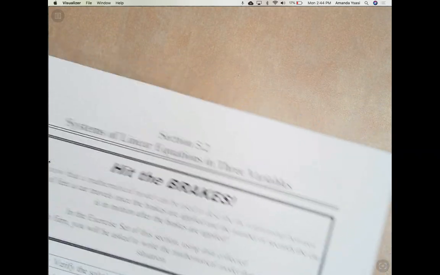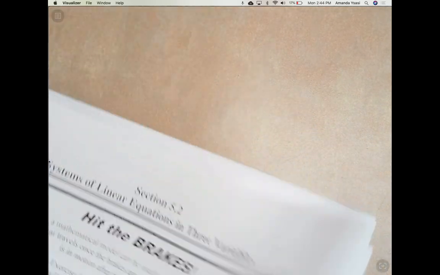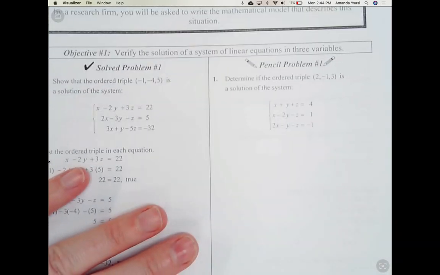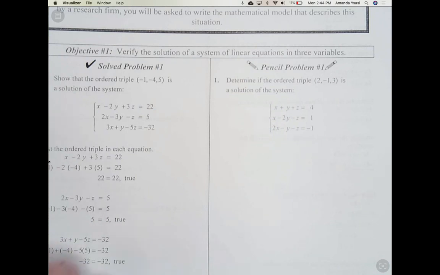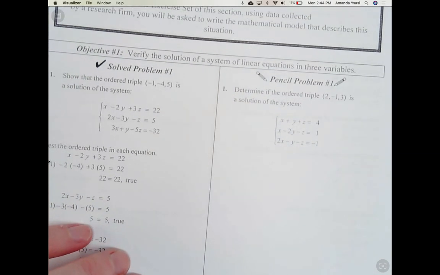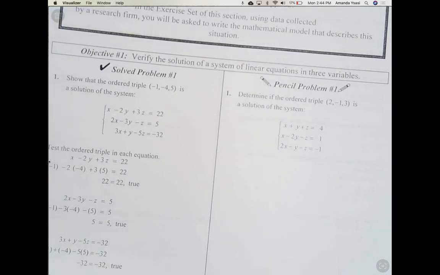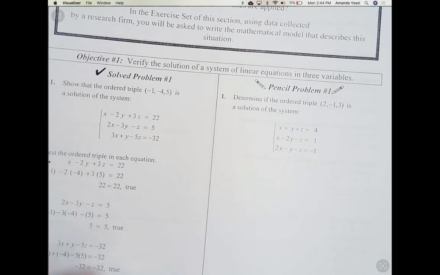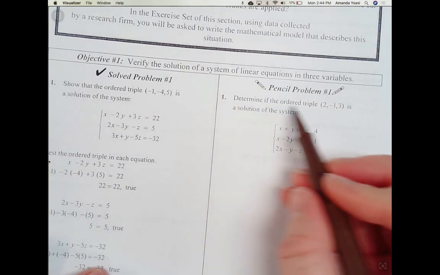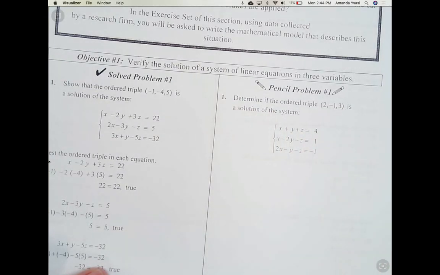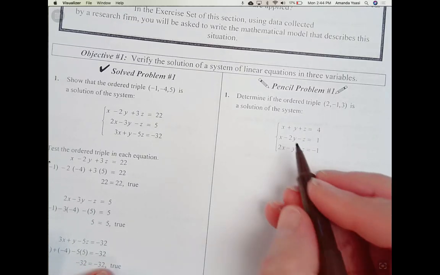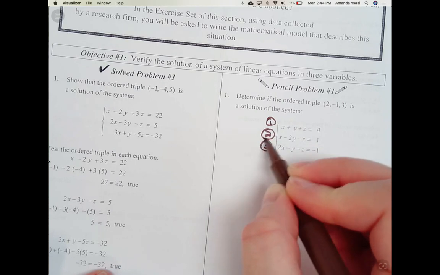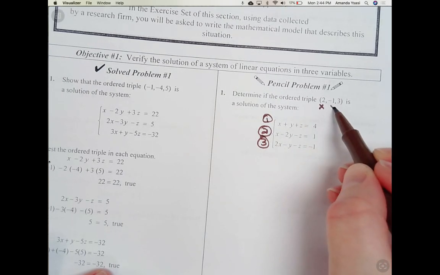Okay, let's look at systems of equations with three variables. So sometimes you have more than just two variables. So in this case, this one has x, y, and z. So we want to see if the triple 2, -1, and 3 is a solution. So we need to plug those into each of our equations. Here's our first equation, second equation, third equation. We're going to plug in an x, a y, and a z.